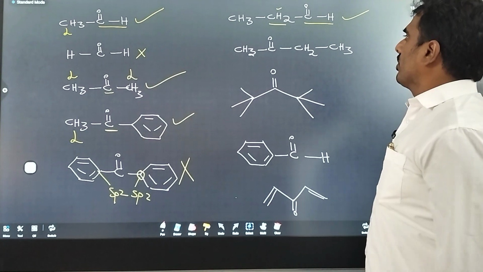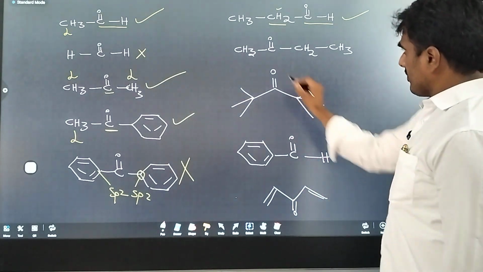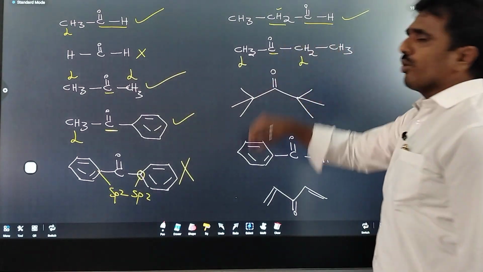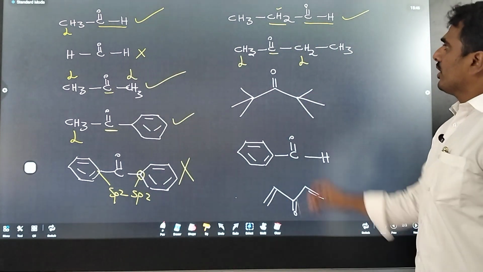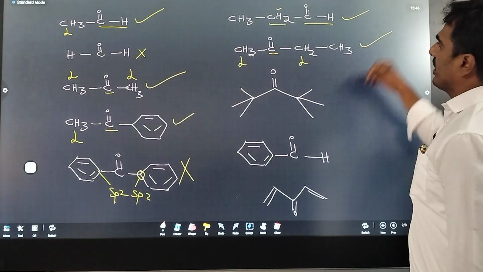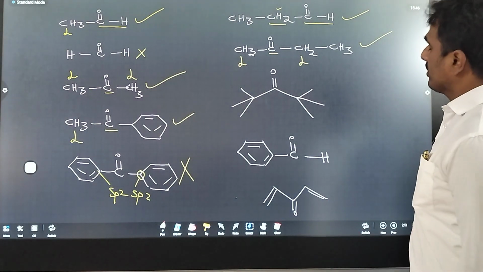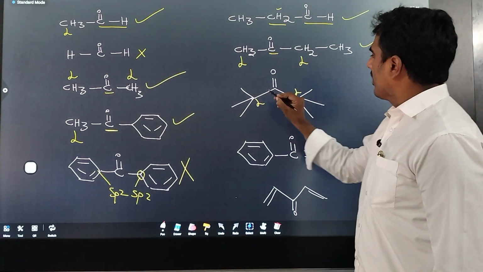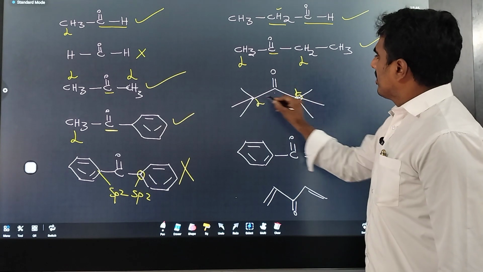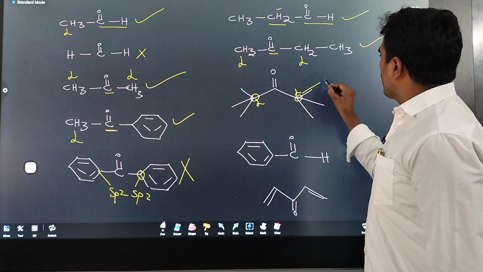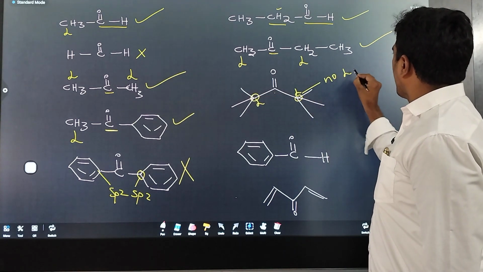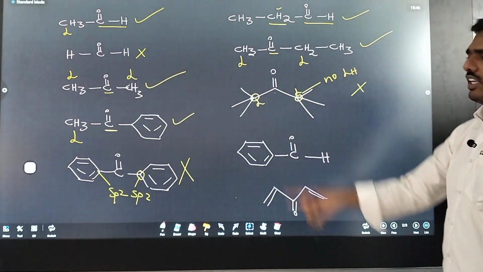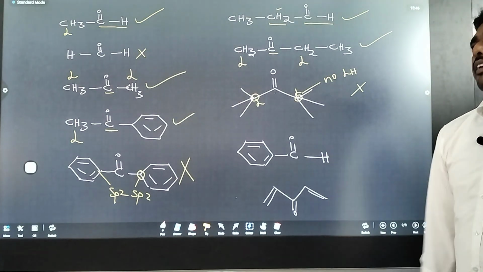One more example. Here this is the functional group. This is also an alpha carbon, and this is also an alpha carbon. So that's why these compounds also participate in aldol condensation. Here this is the functional group, and these are the alpha carbons. But at these two places there are no alpha hydrogens. So that's why this compound does not participate in aldol condensation.